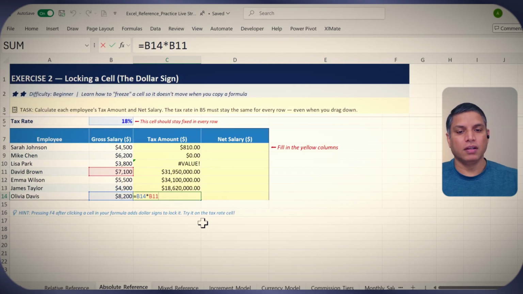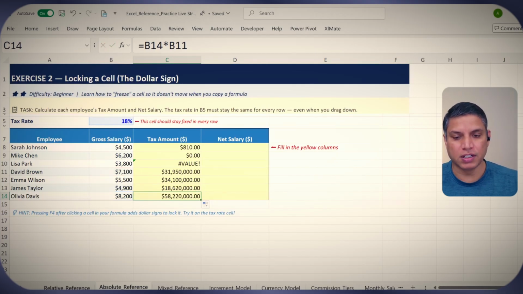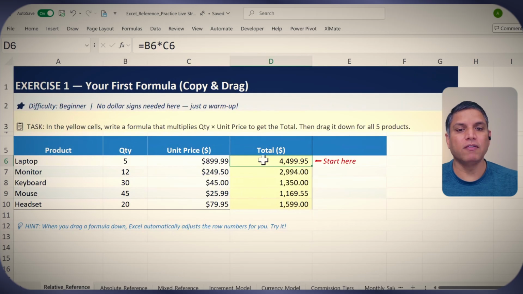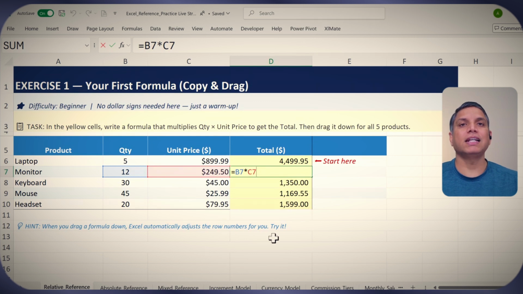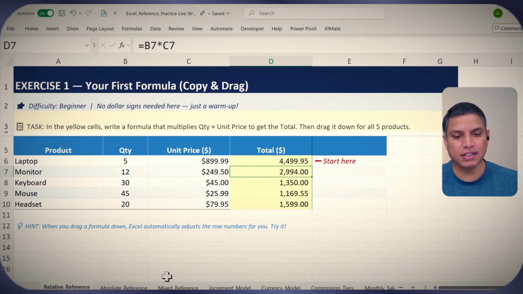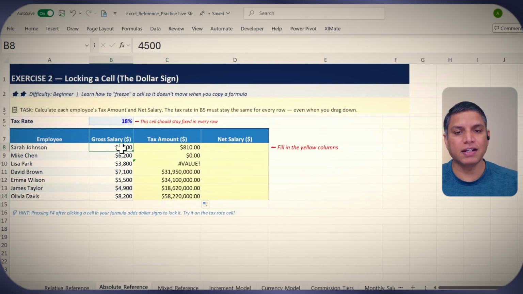Okay, let's get back to the previous sheet. Here we were multiplying this with this. And when we went down, the blue multiplied by the red one, both of them moved down. So in this case, that movement was desired. It was required from our end. But in this case, we want the salary to move, but we don't want the tax rate to move down.